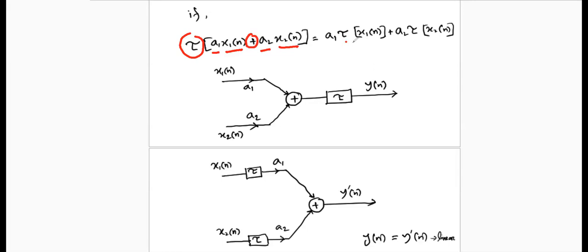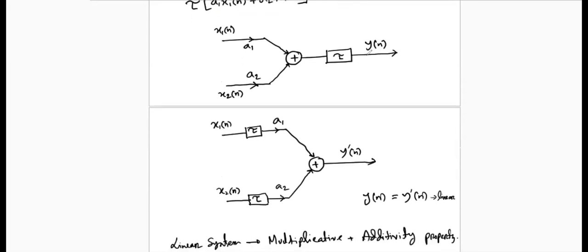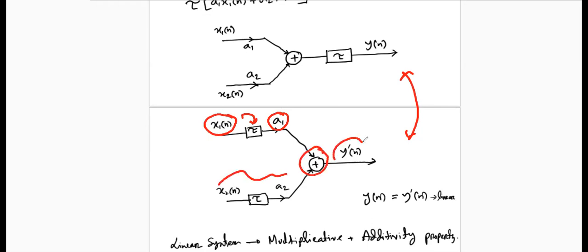Or what you can do is give your input to the system directly, and multiply the output with that constant. Your other input, give it to the system, multiplied with another constant, and then add them together. If the left side equals the right side, then this is known as a linear system. And this is the graphical or block diagram representation by which you can present the concept of linearity. In the second case, you put the input to the system, multiply with the constant, similarly for the other, add together and get the output. If this output and this output are equal, then this is a linear system.